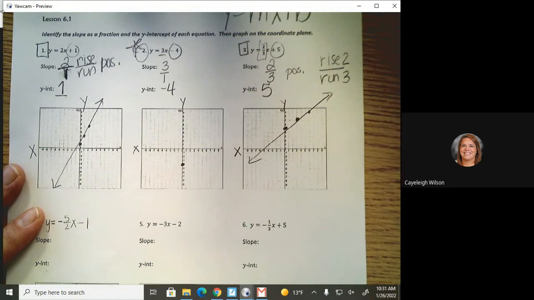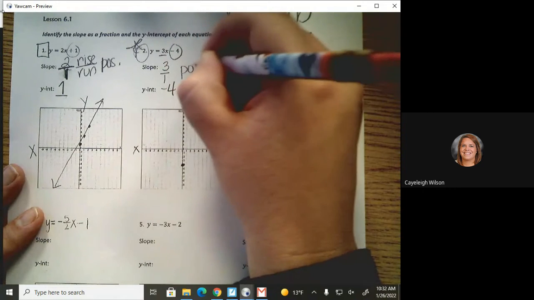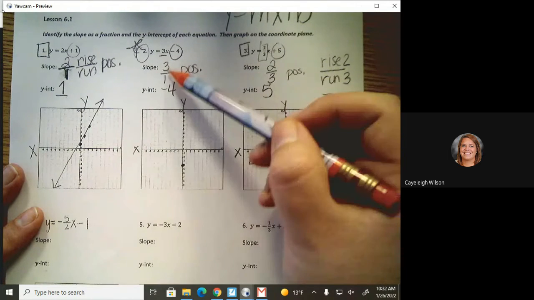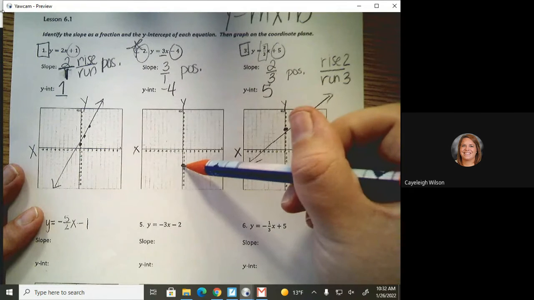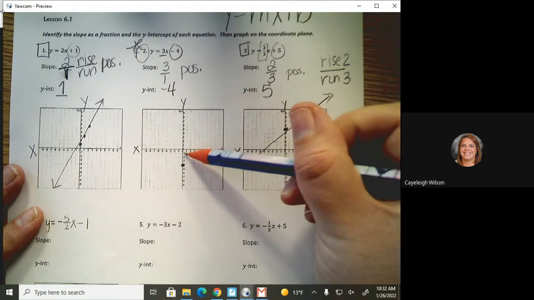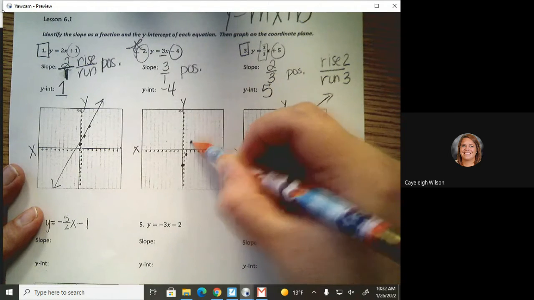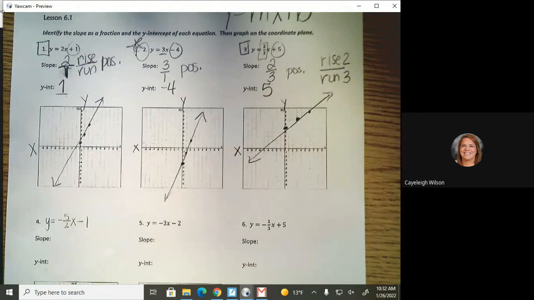What kind of slope is this? Positive. It's a +3. So I know my line's going to go up from left to right again. And I'm going to count rise 3, run 1. So I go back here. Rise 3, run 1. And I can count that again. Rise 3, run 1. Are there any questions about a positive slope?